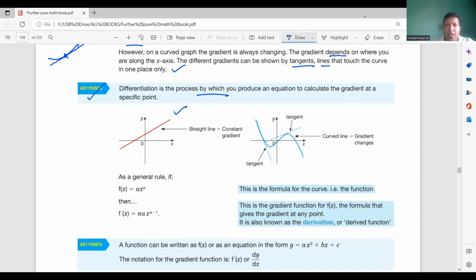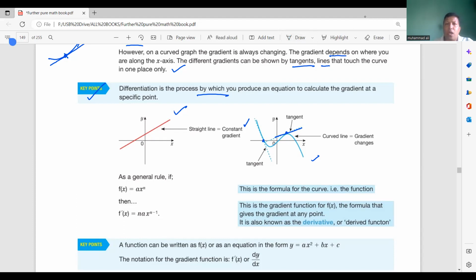This is a straight line. In the straight line, the gradient is always constant. But this is a curve. This is a curved line. Like if I want to find out the gradient over there, I have to do differentiation. If I draw one tangent here, the gradient here and the gradient there are different. So on a curve, at different points, the gradient is different.